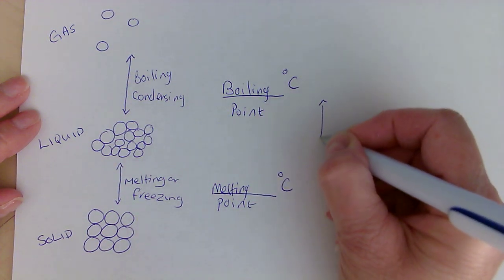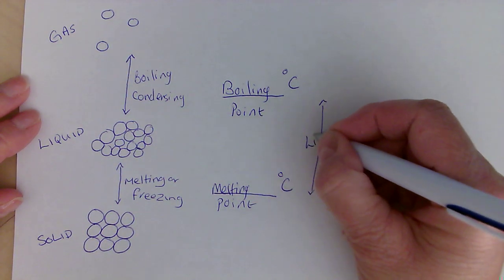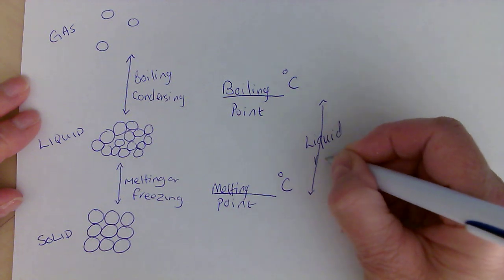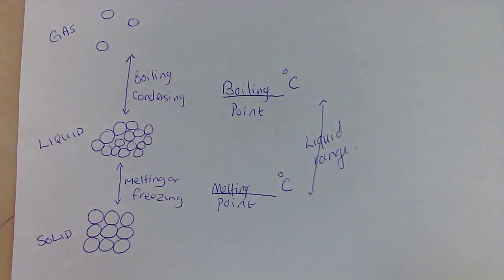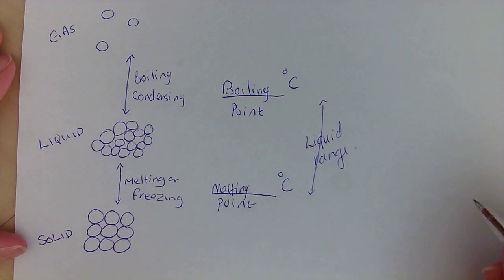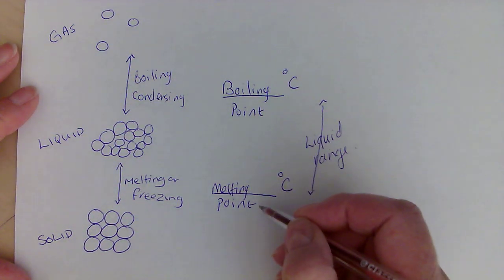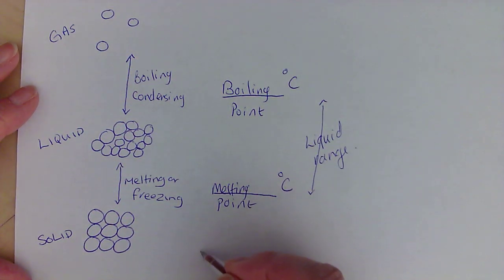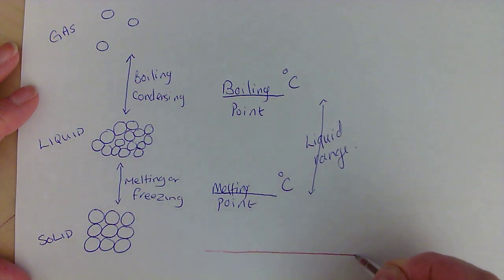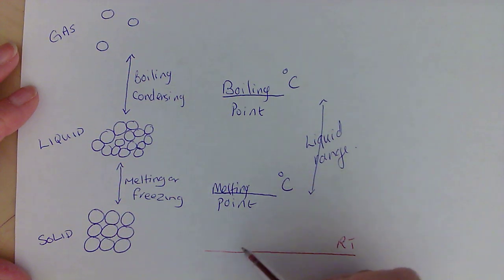Now the difference between the melting point and the boiling point is called the liquid range. So that's the range that something would be when it's a liquid. We sometimes get asked the question, what state would something be in at room temperature? So if room temperature is below any of these, so if this is room temperature, then what will the state of our matter be in?